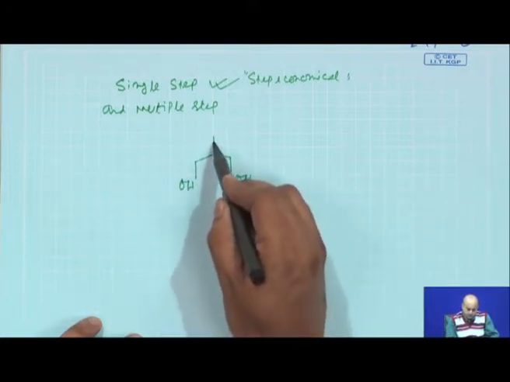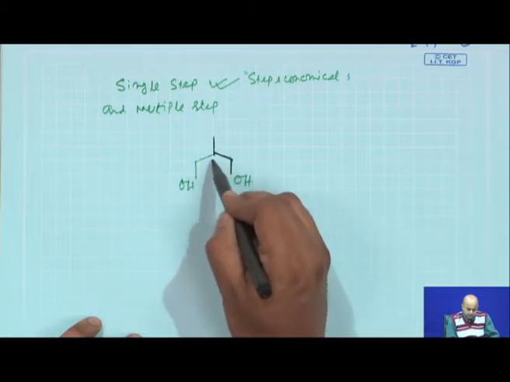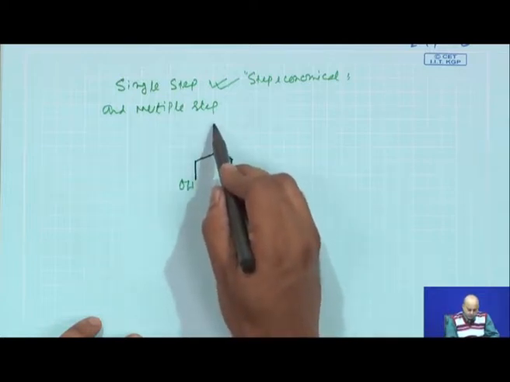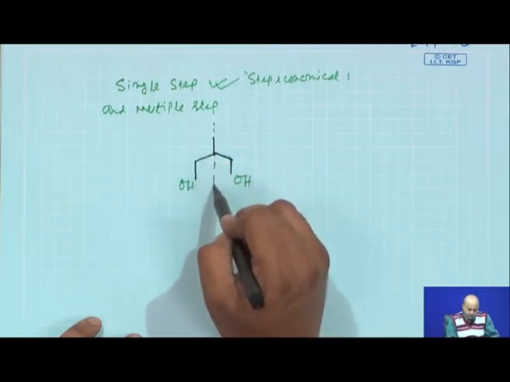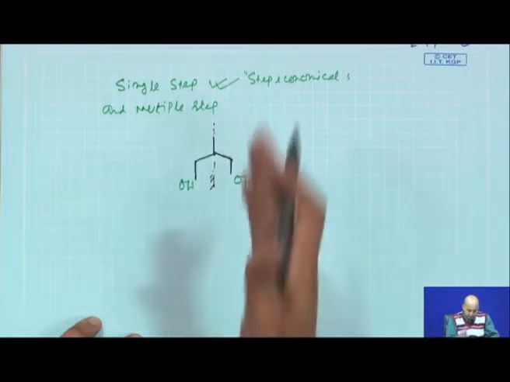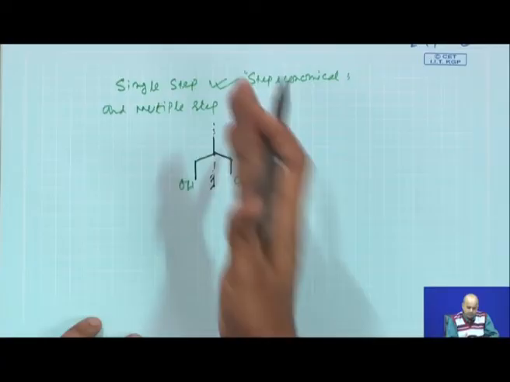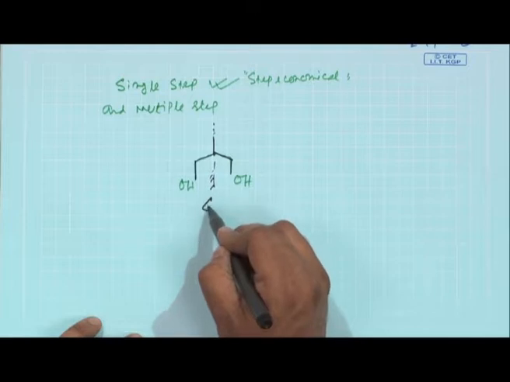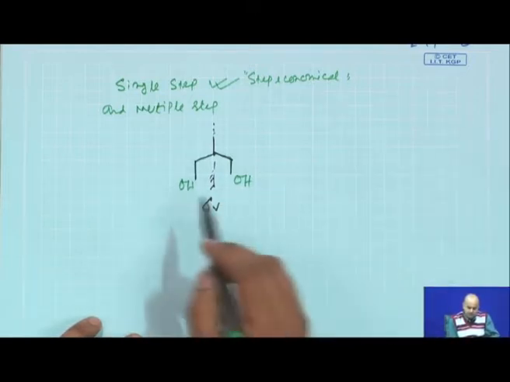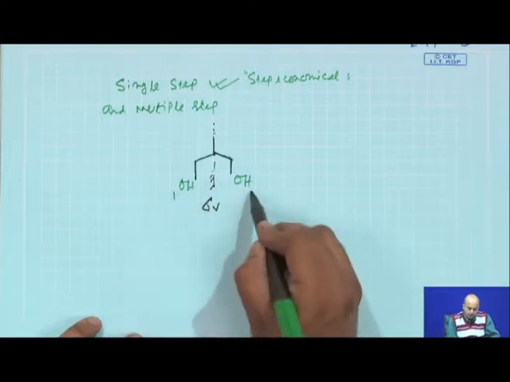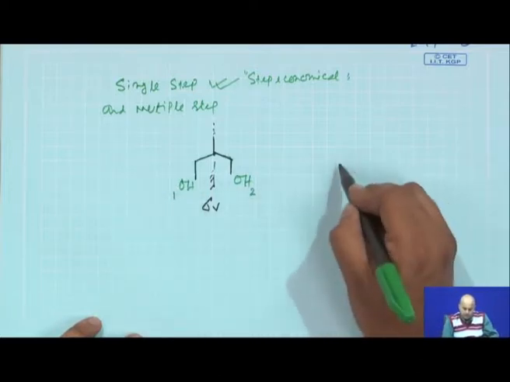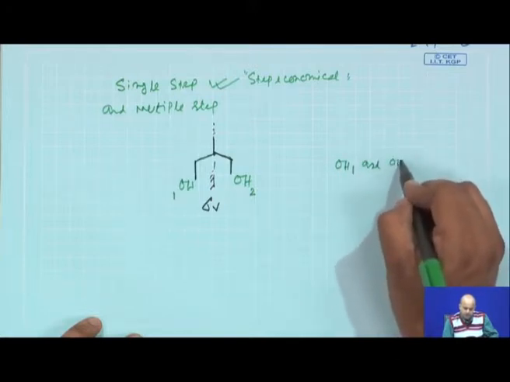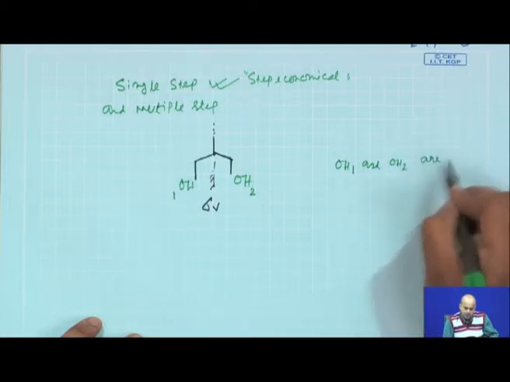Now, take a molecule something like this. This molecule is 2-methyl 1,3-propanediol. This molecule has a nice mirror plane of symmetry. You can put a mirror in between which cuts the molecule into equal halves. So, sigma v, fine, and the presence of the sigma v makes OH1 and OH2 enantiotopic to each other.